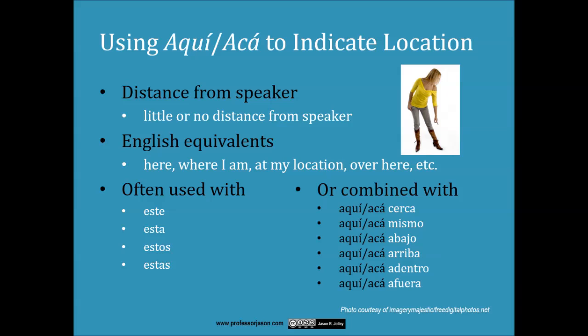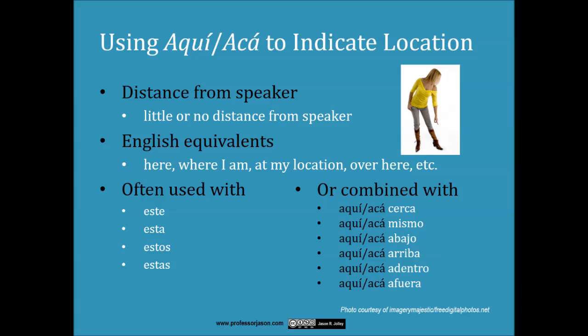Now, these forms that we're looking at in this lesson, demonstrative adverbs of place, are often combined with certain demonstrative adjectives, such as this or these. So aquí and acá are going to tend to be used with este, esta, estos, and estas, right? So if I wanted to say this car here, where I'm at, este coche aquí, right? Or these cars here, estos coches aquí. So it's very common to see these appear together.